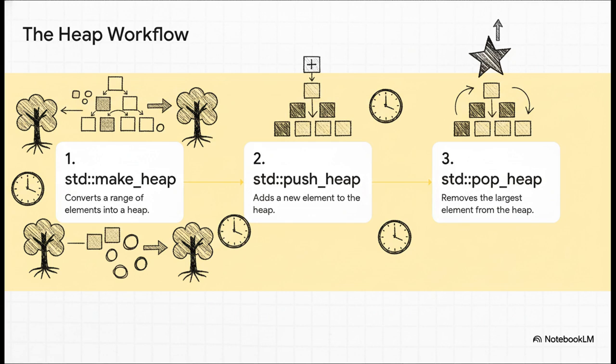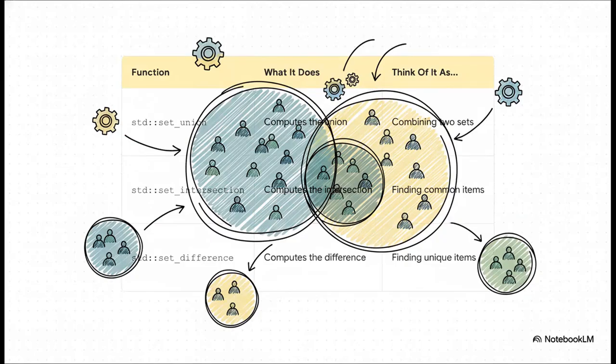You don't have to worry about all the complex tree logic under the hood. You just take your regular old vector, call std::make_heap, and boom, it's a heap. Adding and removing the top element, they're just single function calls. So easy.